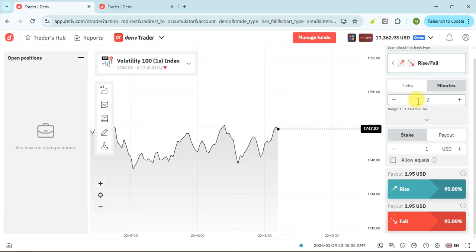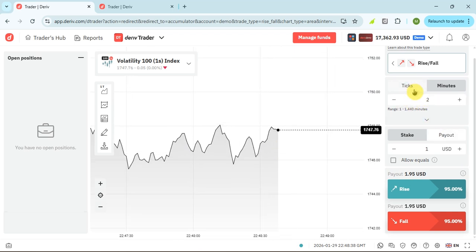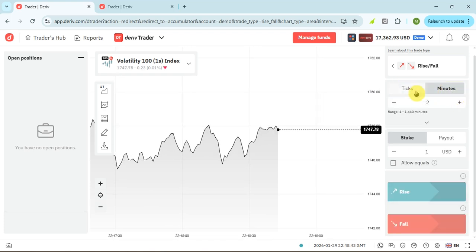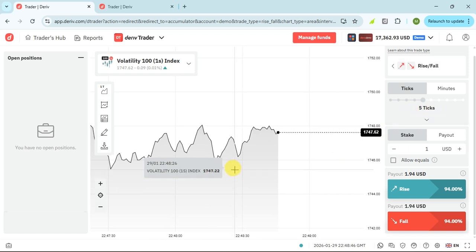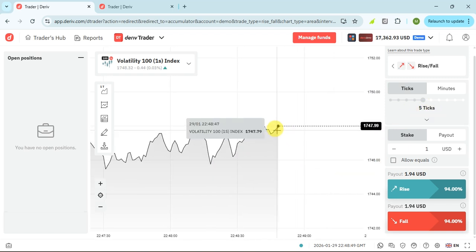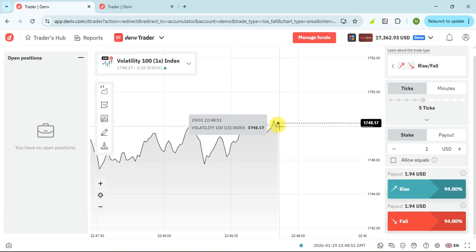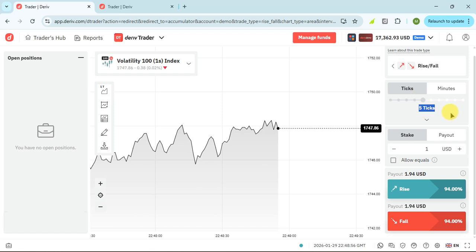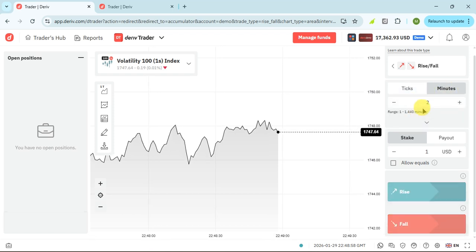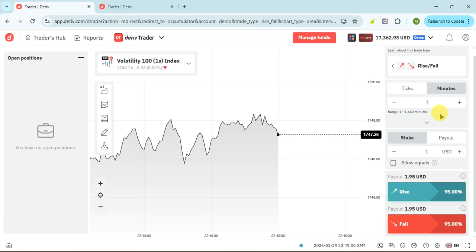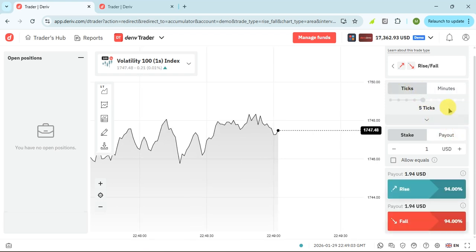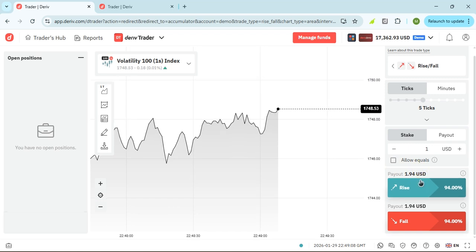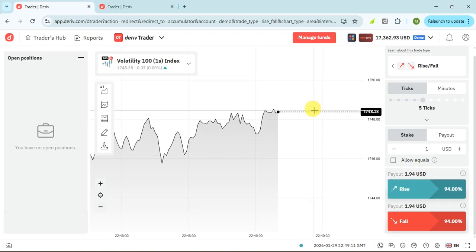So here we have the time frame. If I need to change it, I can choose between ticks and minutes. Let me choose these 5 ticks. This means that when the market is moving, as you can see, it is moving this way, that is a tick. So after 5 ticks, that trade will be closed. And here I can choose 1 minute, after which the trade will be closed either on a profit or on a loss. What determines whether it will be closed on a loss is where you entered.